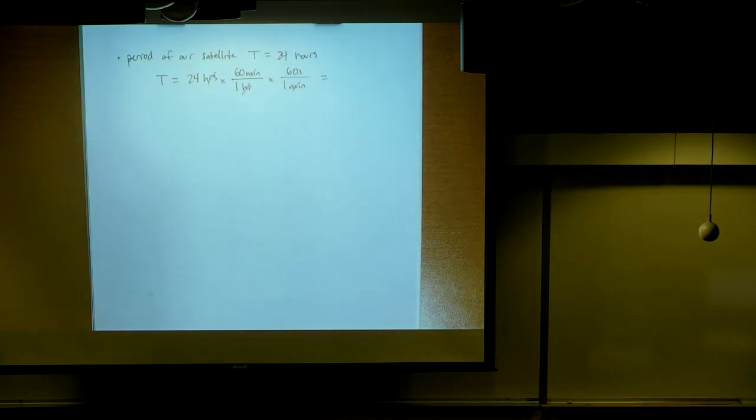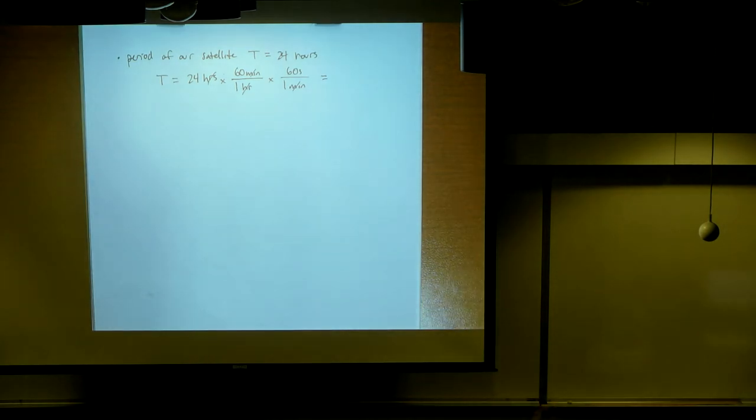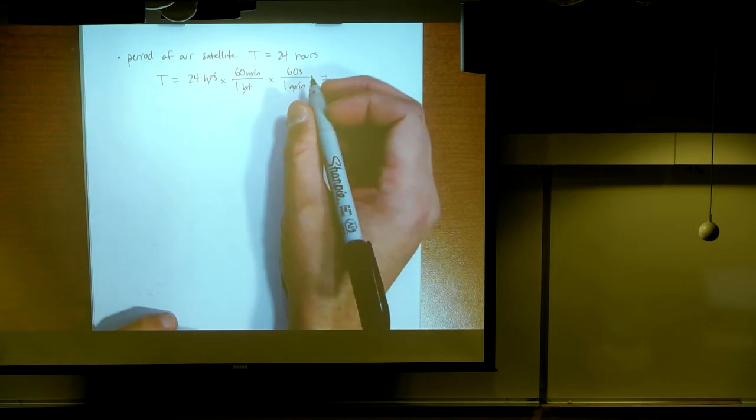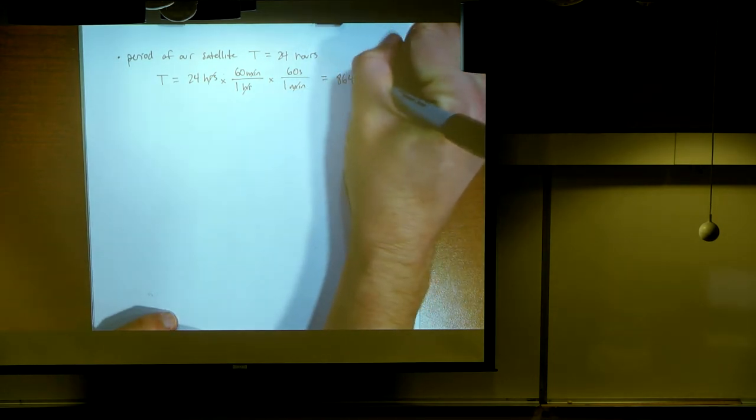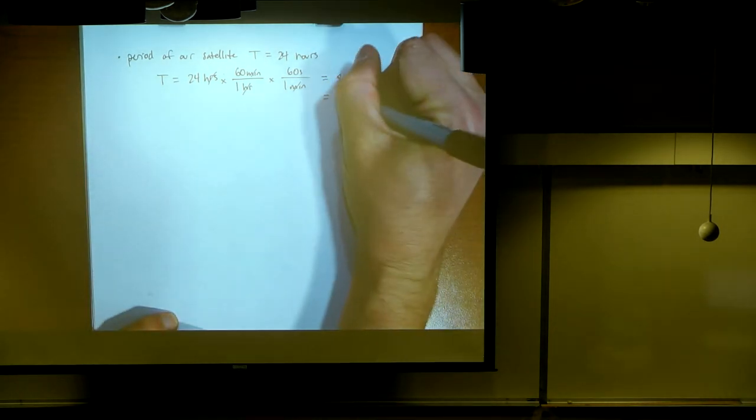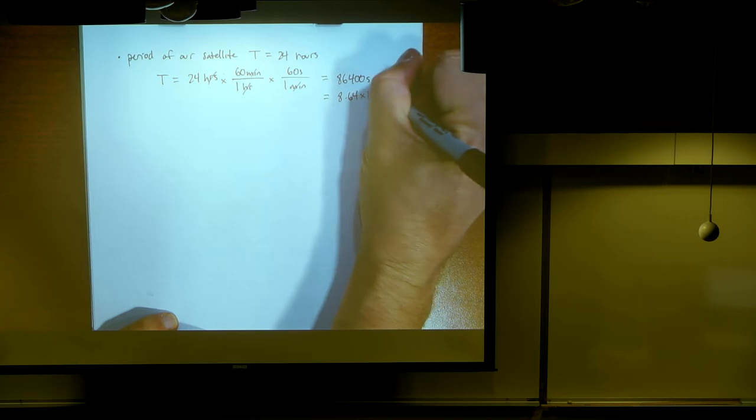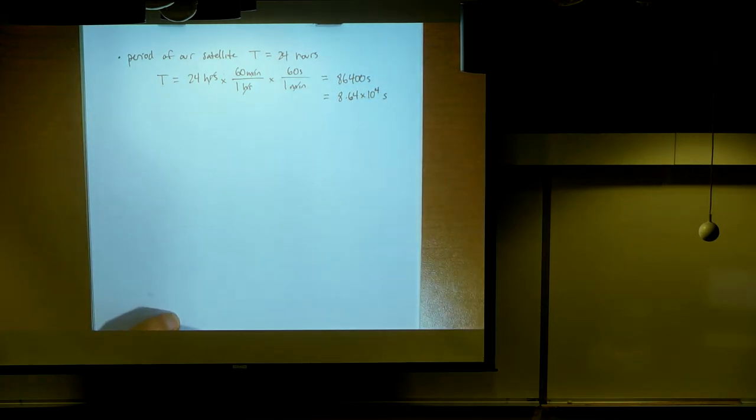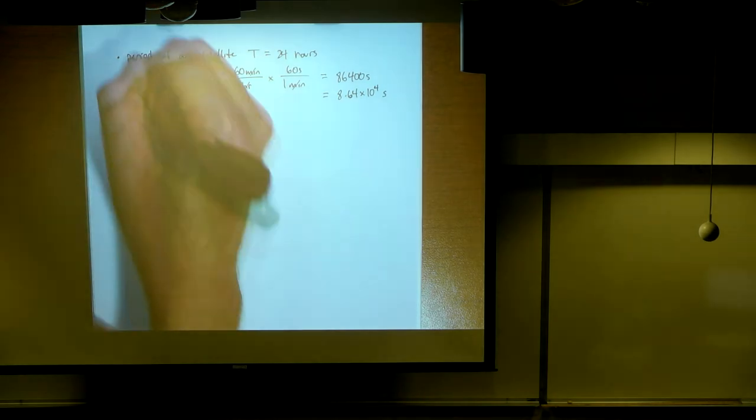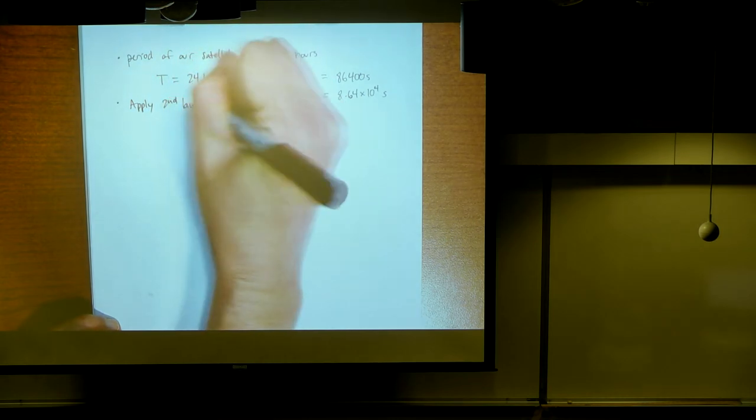Can someone do that calculation? How many, basically I'm asking you, how many seconds are in a day, right? It's 24 times 60 times 60. 86,400, which in scientific notation, you want to get used to using this, is 8.64 times 10 to what power? Fourth power seconds. Okay? Okay, cool. Now, let's apply Newton's second law to the satellite.